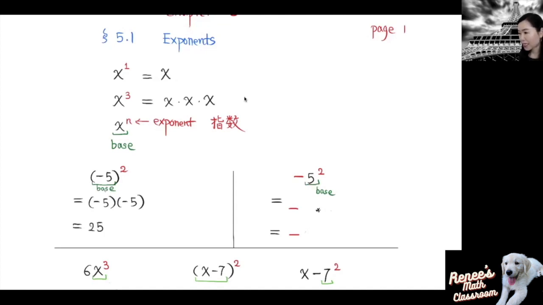Now, what about this one over here? This one has no parentheses. The exponent only applies to this number, 5. It doesn't apply to this negative sign. So it applies to only 5. So this negative sign is going to stay here. And then you're going to multiply this 5. So the result here will be -25. You see the difference between this one and this one. This one has parentheses, this one doesn't. So the bases are different.